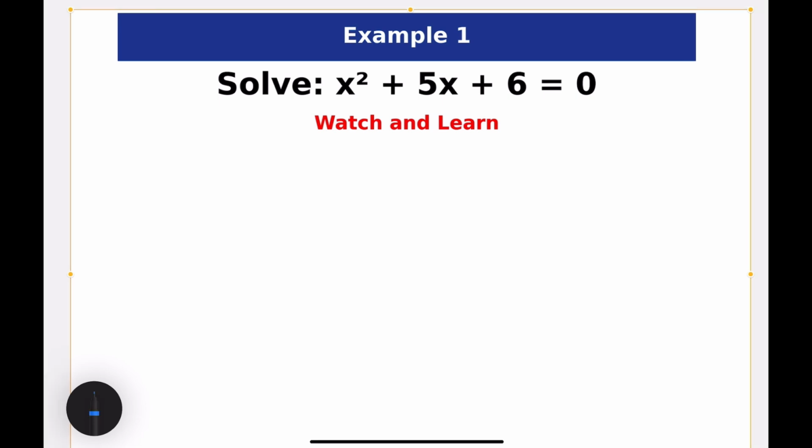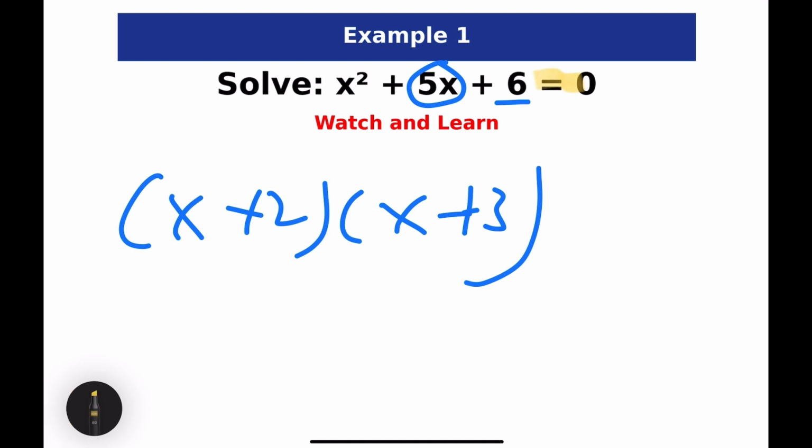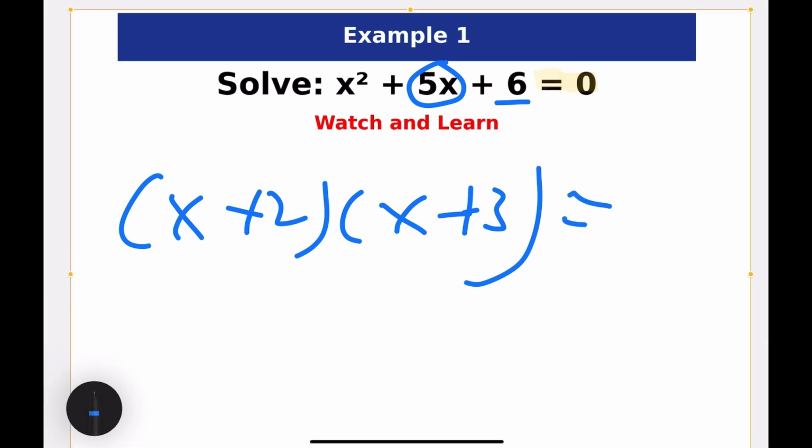So let's write down the factors of 6. So we have 1 and 6 and 2 and 3. And remember, they need to add up to make 5x. So the two that add to make 5x are 2 and 3. So you can write it as x plus 2 and x plus 3, as they will make 6 and they'll add to make 5x. But remember, this is equal to 0, as we are told that in the question. So we need to write that it is equal to 0.